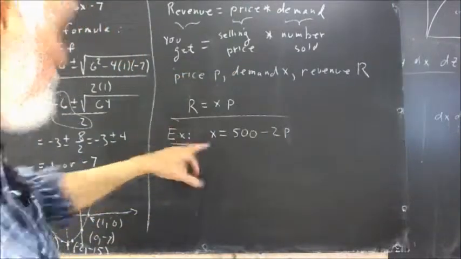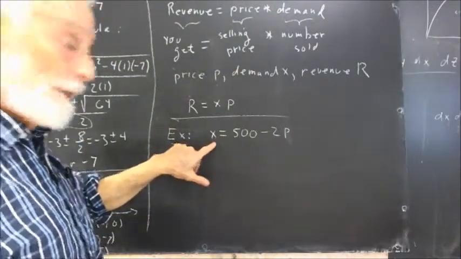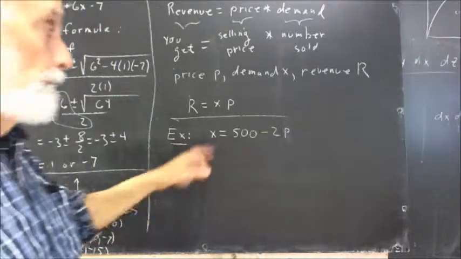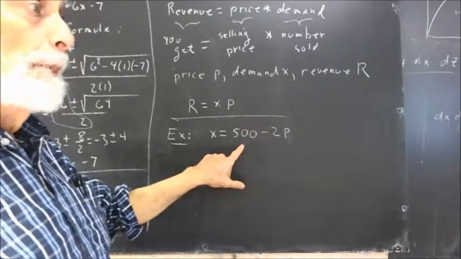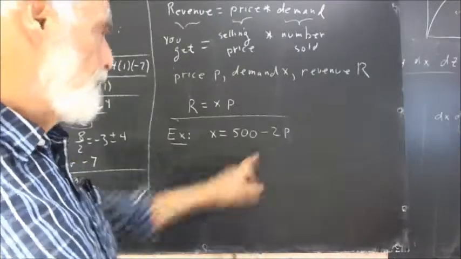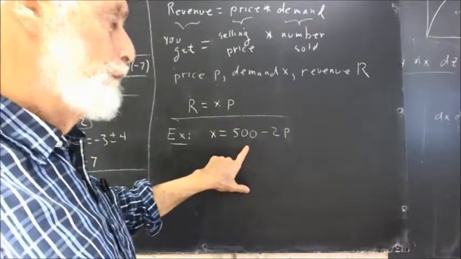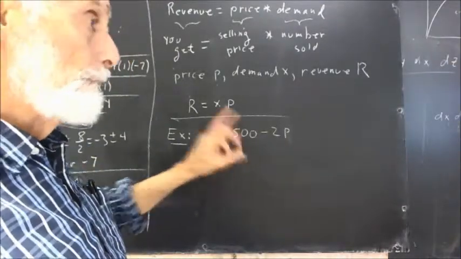Take an example. Let's say that X, the demand, is 500 minus 2P. Now, what this means is if you're giving them away, there are 500 people that want them. Okay, now, every time you increase the price by $1, you reduce the number of people who want these things by 2.